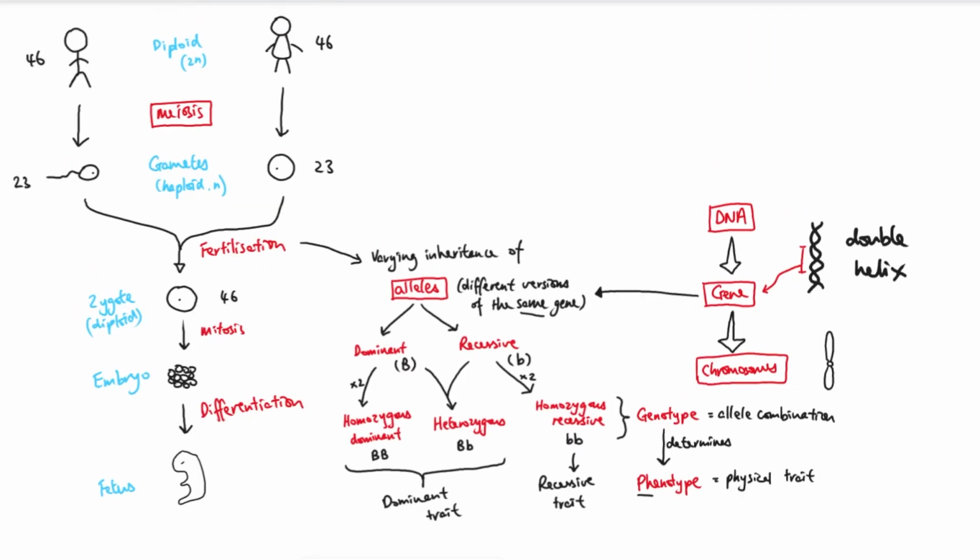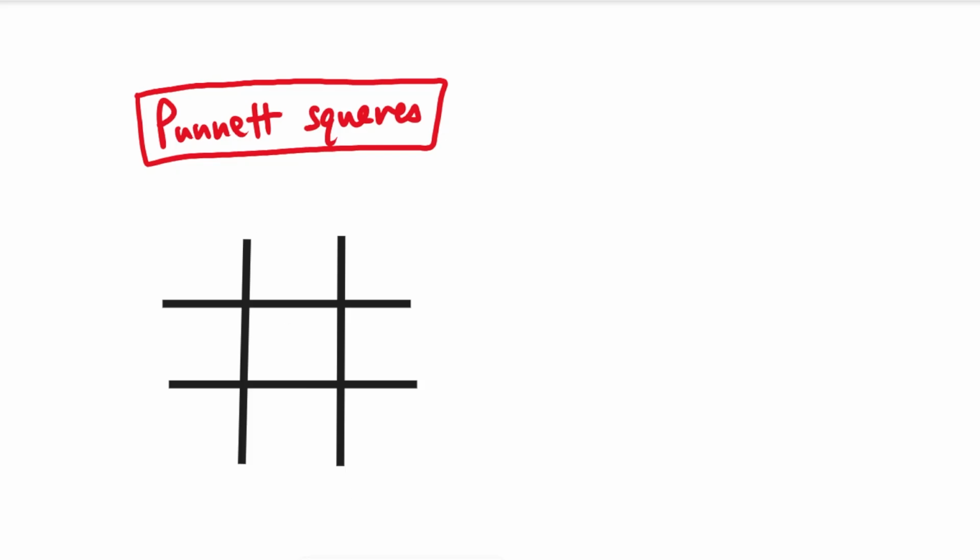When it comes to inheritance, sometimes we can use something called a Punnett square to predict or try to explain some of the inheritance patterns. For example, if I know what the parents' genotypes are, I could predict what genotype their baby might have, or what the probability is of the different genotypes and therefore the phenotypes. We can have many different combinations here.